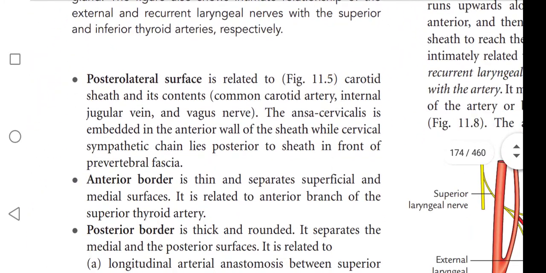What is anterior to it? Ansa cervicalis is present anterior to the carotid sheath. Ansa cervicalis is present, but that is not shown here.